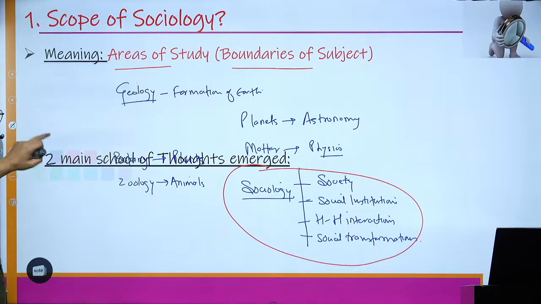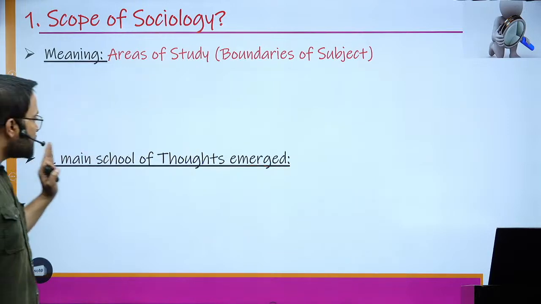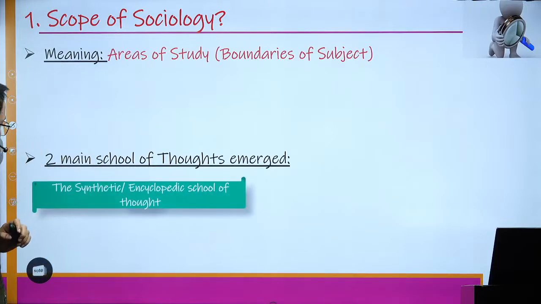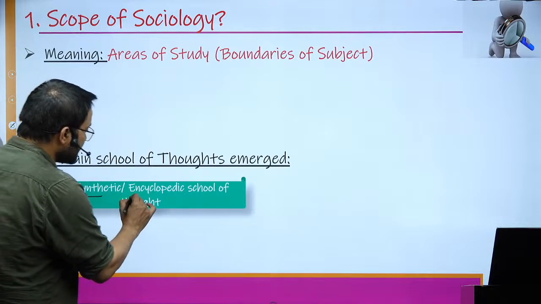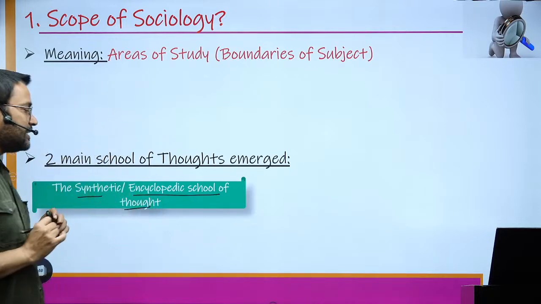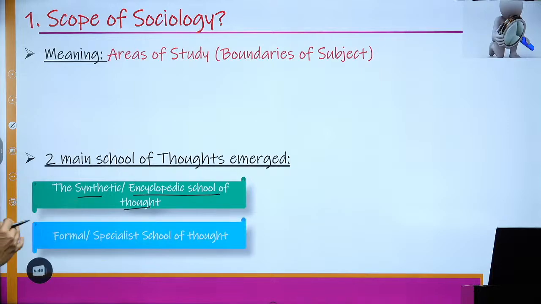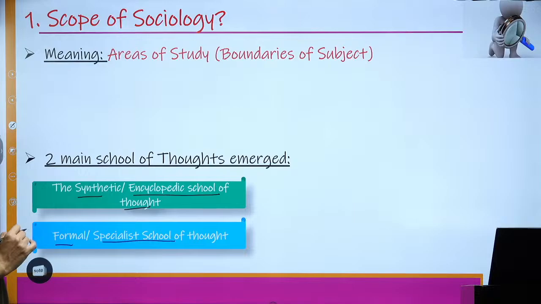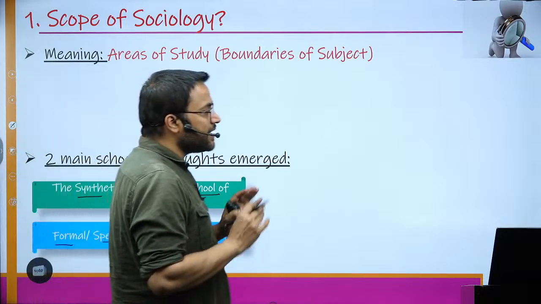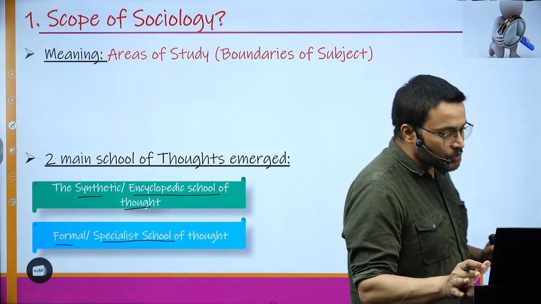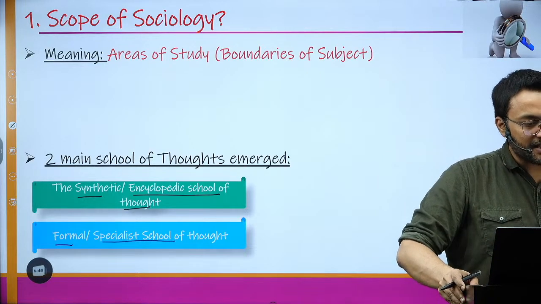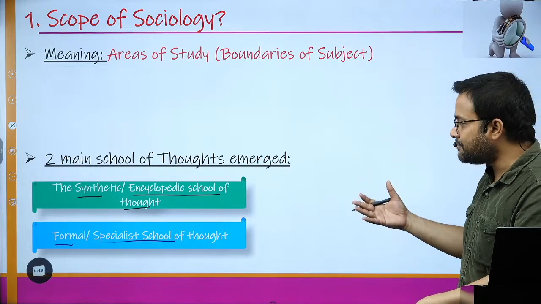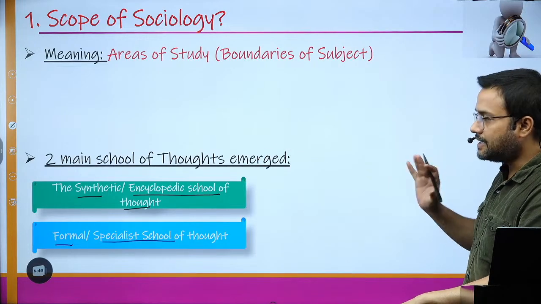Earlier, two main schools of thought emerged. Remember, two main schools of thought emerged. The first one is the synthetic or the encyclopedic school of thought, and the second one is the formal or specialist school of thought. Please be careful: the synthetic and the encyclopedic is one and the same thing. Don't get confused. Generally, there's a lot of confusion among aspirants that they are different. No. Synthetic and encyclopedic school of thought is one and the same thing, and formal and specialist school of thought is the same thing.